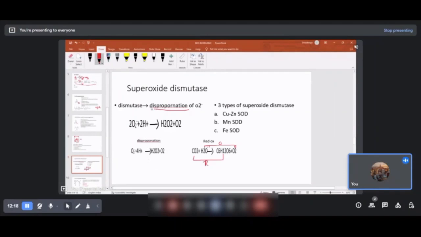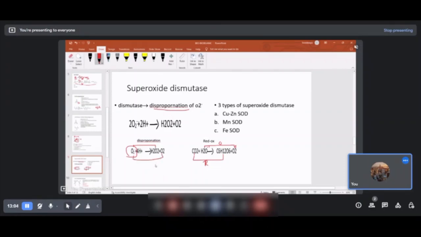We need to know what a disproportionation reaction is. A disproportionation reaction is similar to a redox reaction, where one species is getting reduced and the other species is getting oxidized. Here CO2 is getting reduced to C6H12O6 and H2O is getting oxidized to O2. So here two species are involved, one getting oxidized and the other getting reduced. But in a disproportionation reaction only one species is there, and this species will undergo both oxidation and reduction.